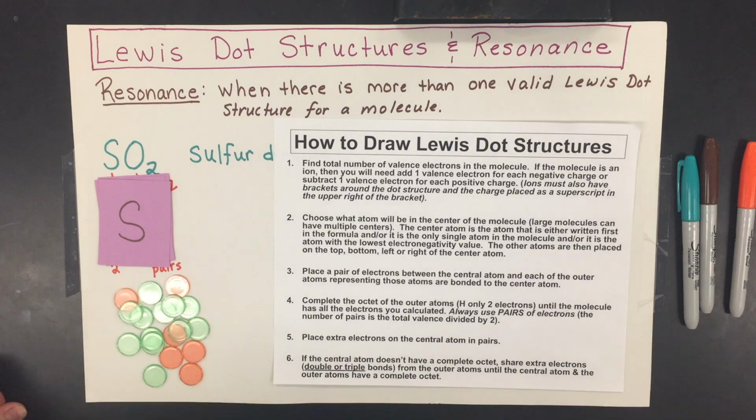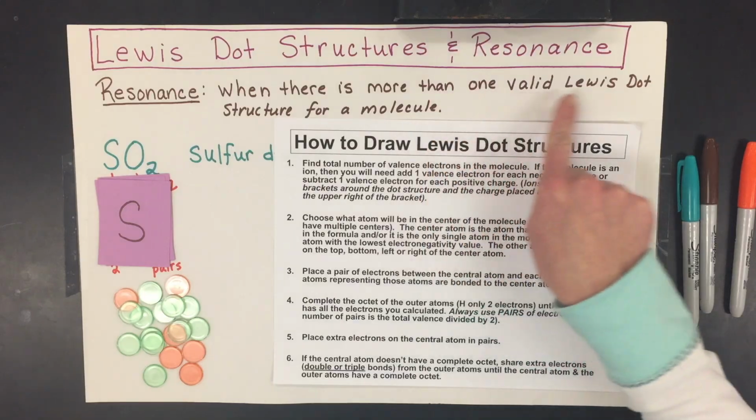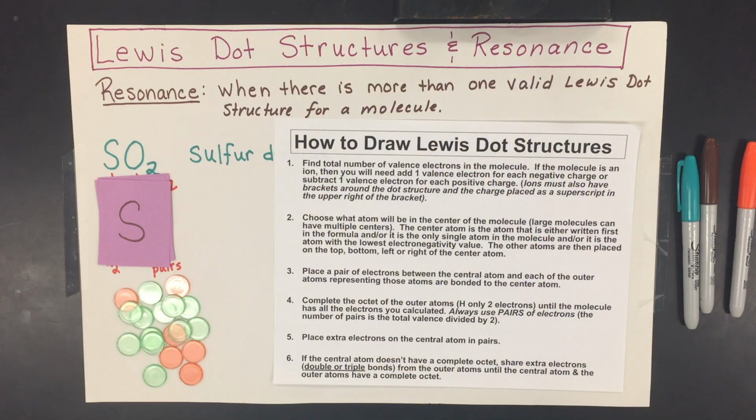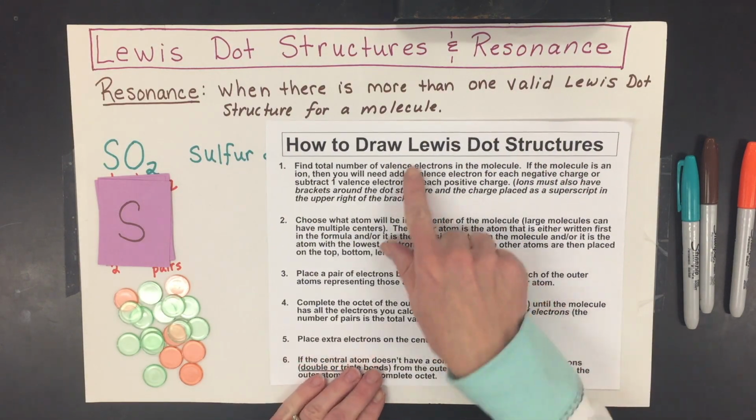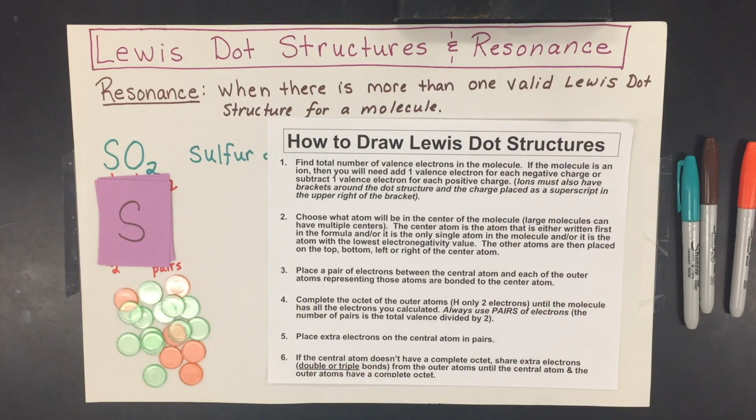This video is to show you how to do Lewis dot structures with the concept of resonance. Resonance is when there's more than one valid Lewis dot structure for a molecule. So what that means is when you're done drawing the Lewis dot structure, there'll be more than one correct answer, that you may have to record both answers, or if there's even 3 answers.